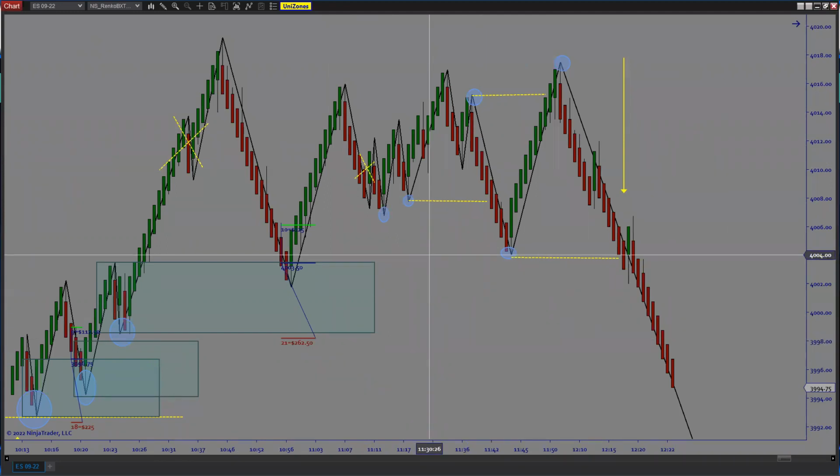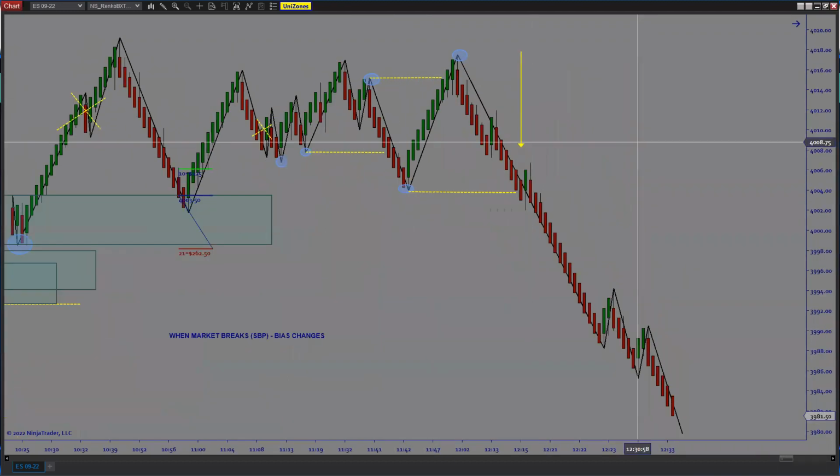Is there anything wrong, and this is just a challenge to everybody, if you knew that you could walk away with 10 ticks a day on your first trade, if every first trade you took was up 10 ticks, would you take it?